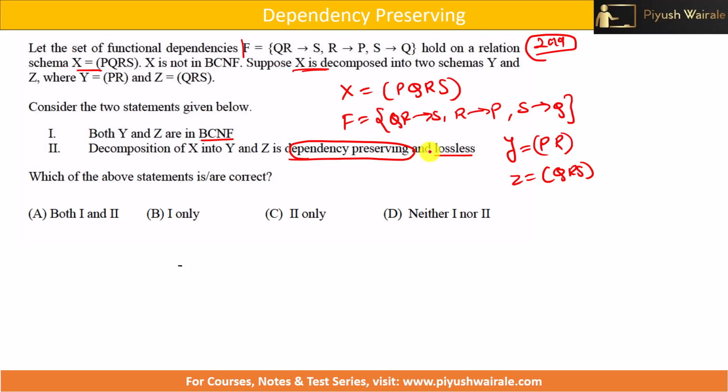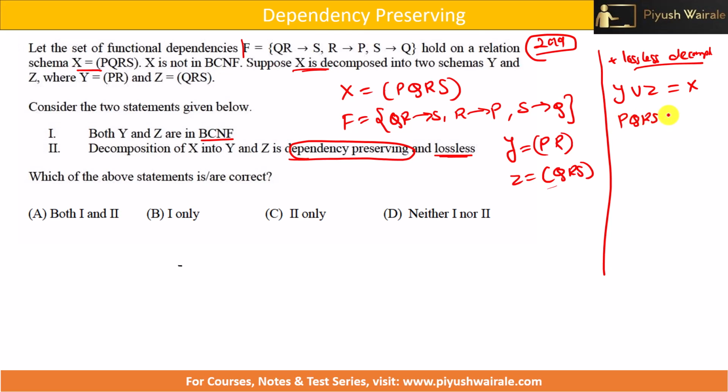So the simplest one is to check for a lossless decomposition. How to check for lossless decomposition here? We have discussed a few important conditions regarding lossless decomposition. First one is that R1 union R2 must be equal to R. So here we have Y union Z must be equal to X. If you look at PR union QRS, we are going to get PQRS, that is equal to X here. It means our first condition got satisfied.